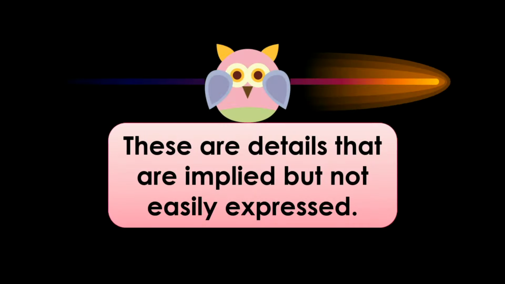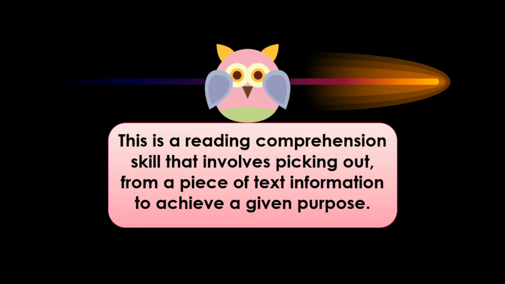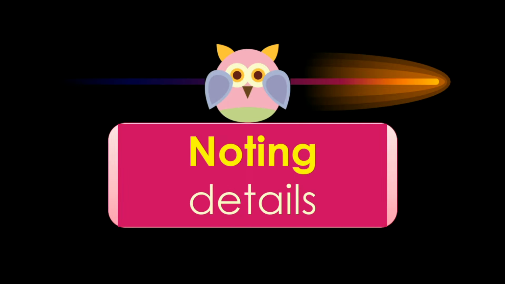Number 1: these are details that are implied but not easily expressed. The answer is implicit details. Next, this is a reading comprehension skill that involves picking out from a piece of text information to achieve a given purpose. The answer is noting details.